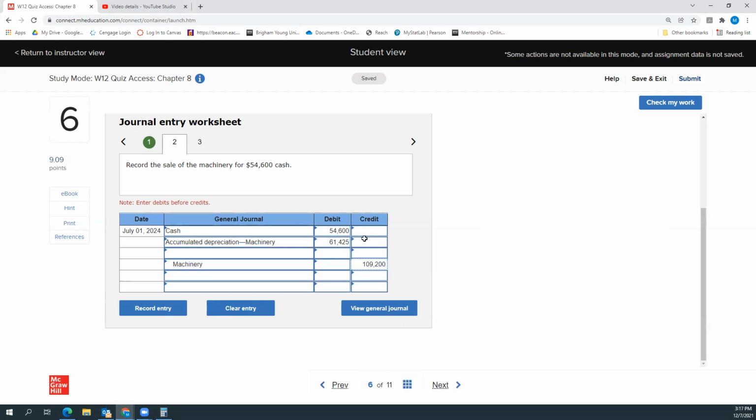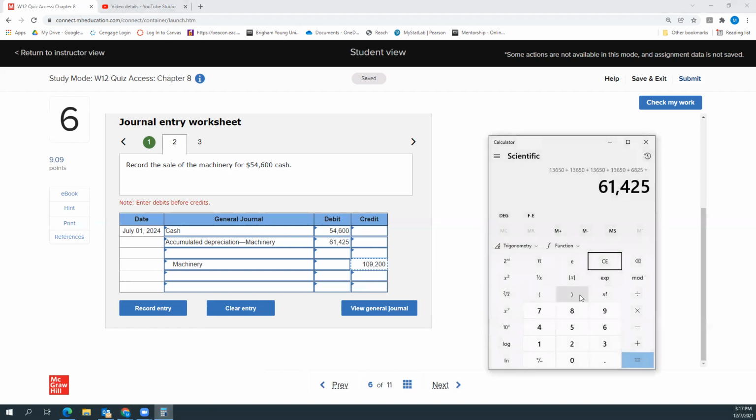And now we're going to have to make this whole thing balance, right? The difference between these will be either our gain or our loss on the sale. So in this case, our 54,600 plus 61,425 is going to be 116,025. So in order to make this balance, we're going to need another credit. If we have 116,000 on this side and only 109,000 on this side, I'll subtract 109,200, and that will give me 6,825.